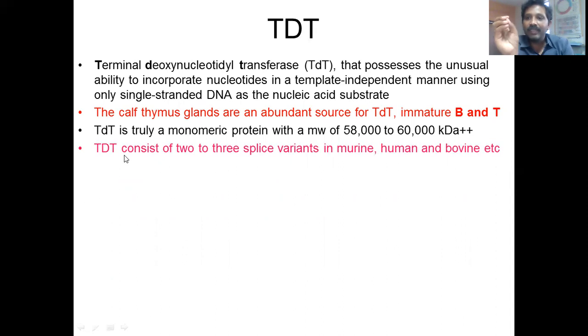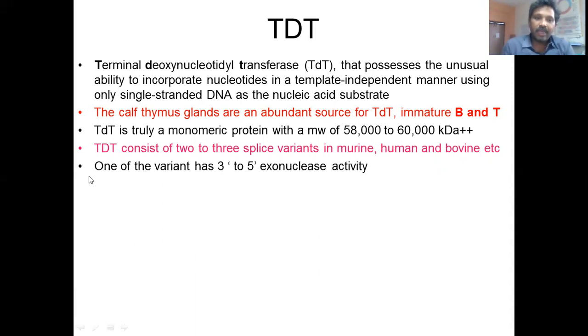And this TDT, terminal deoxynucleotidyl transferase, has splice variants, depending on the species. In murine, there are 2 splice variants, long and short. But in human and bovine, there are 3 splice variants. One of the splice variants in human has been shown to have 3' to 5' exonuclease activity.